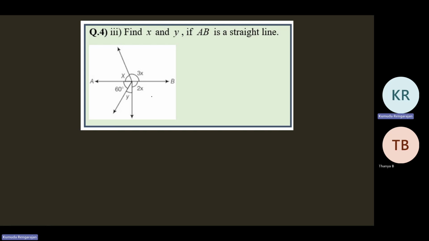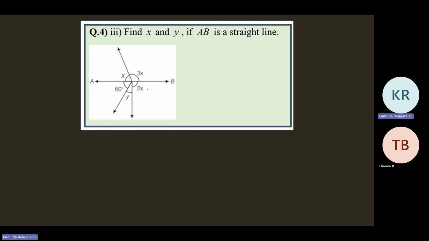Okay, so we need to do it like this. Here you cannot identify vertically opposite angles because there are none. There are different rays meeting at this point, but you don't see any two lines intersecting like this so that you can make out vertically opposite angles that are equal.